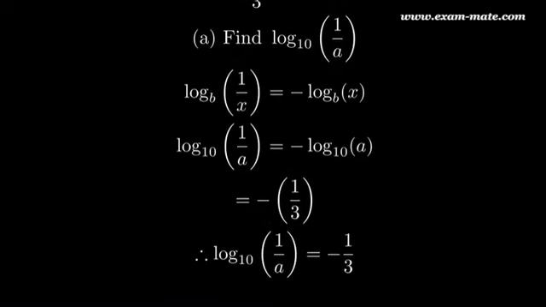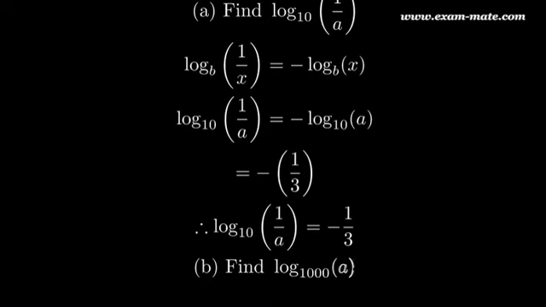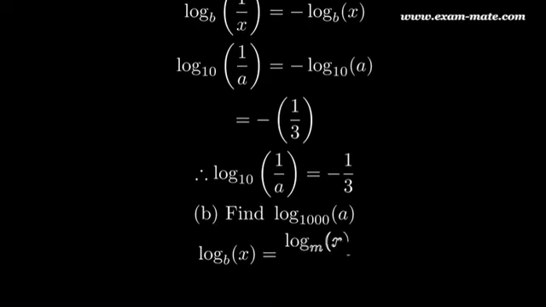Now, let's solve part B. We need to find log base 1000 of a. To solve this, we can use the change of base formula, which states that log base b of x equals log base m of x divided by log base m of b. In our case, we want to convert log base 1000 to log base 10.